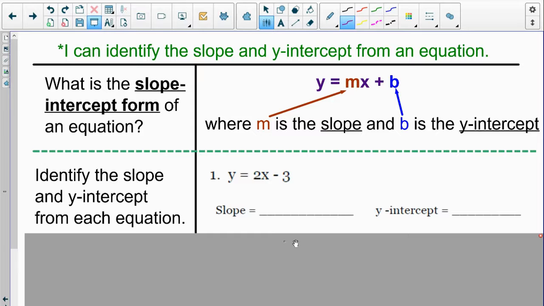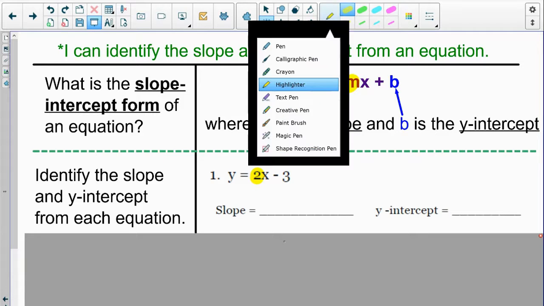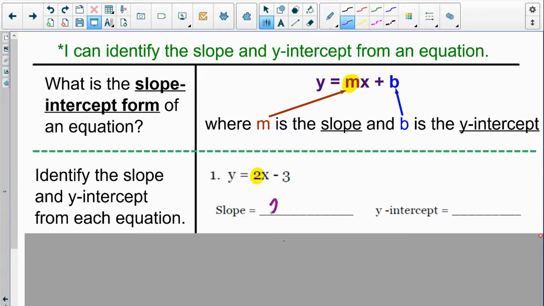We have y equals 2x minus 3, and notice if we look at our original example up here where m is, it's that number that's right in front of the x. You could call it the coefficient of x. Or sometimes we just say it's the number that's being multiplied by x. And in this case, that's going to be the number 2. So the slope of the line is 2, or if we want to think of it for graphing purposes, we can say it's 2 over 1, because any number can be turned into a fraction if we just put a 1 underneath it.